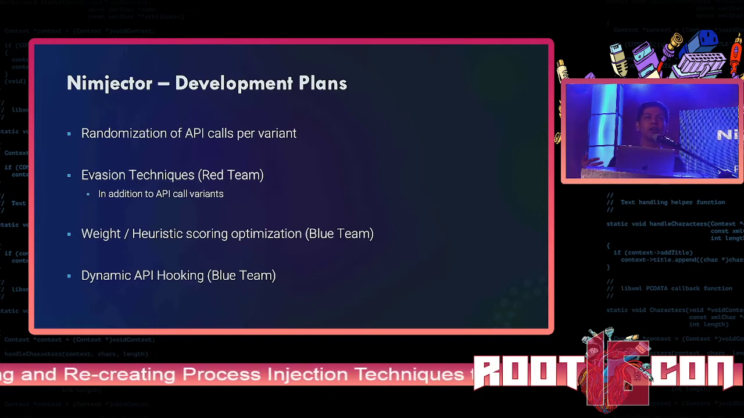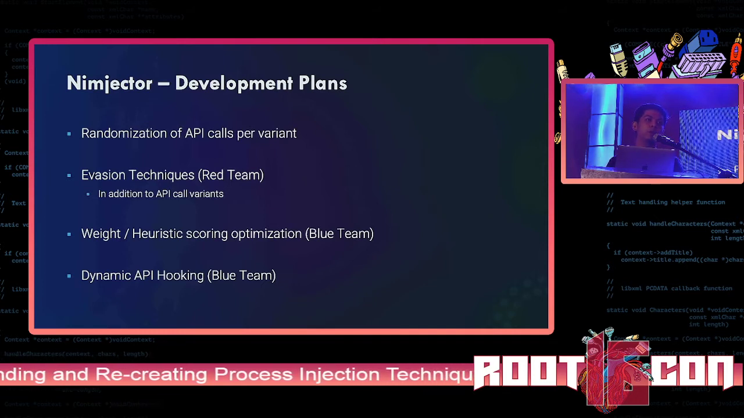So there are still a lot of plans for this tool. If you are also interested in malware development, feel free to approach me and we can work on this tool moving forward. For development plans, of course, there are a lot of variations of different API calls and of the techniques themselves. As I mentioned, there are 46 techniques and there are 4 variations as of now.